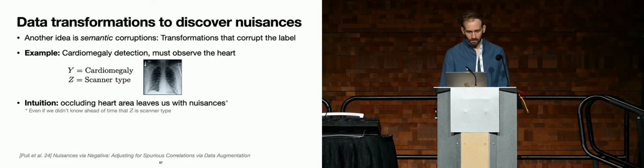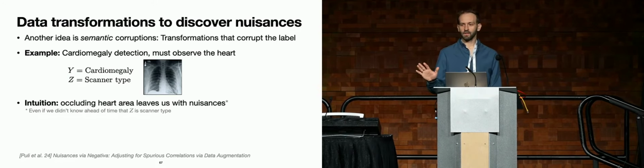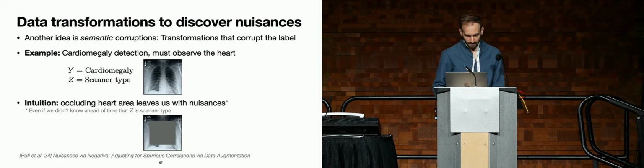So the intuition is that if we occlude the heart area from this image, then any other feature that is left in the image is actually a nuisance. It's something that we do not want to depend on. Okay? So if we occlude this thing, we are left merely with nuisances.